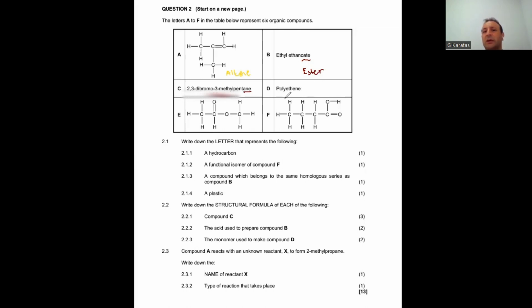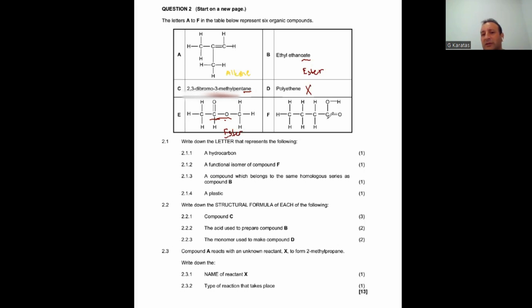Compound D is saying polyethylene. This is part of a polymer. Polymers are not in the syllabus anymore, so we don't need to answer this one, but it is basically a polymer. And then compound E, as you see, has a carbonyl group linked to an oxygen, but there is no hydrogen on the other side.